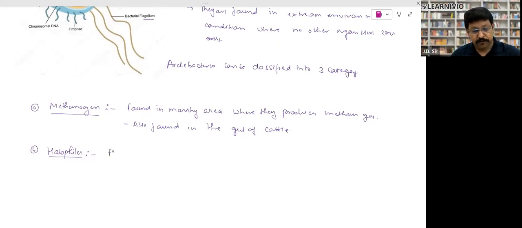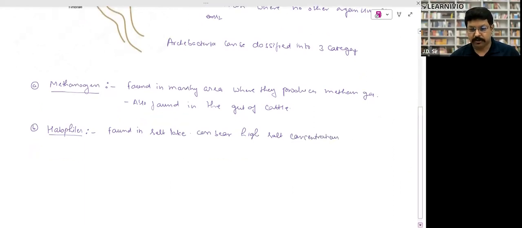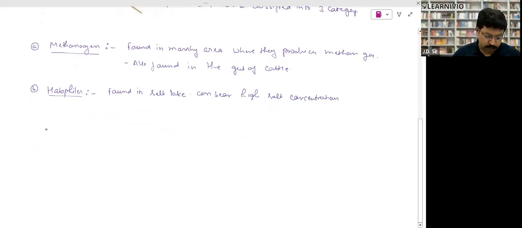They are found in salt lakes, right? And they can bear high salt concentration. Right? They can bear high salt concentration. Okay, so they are the halophiles.